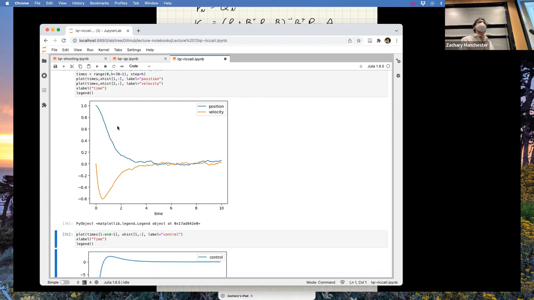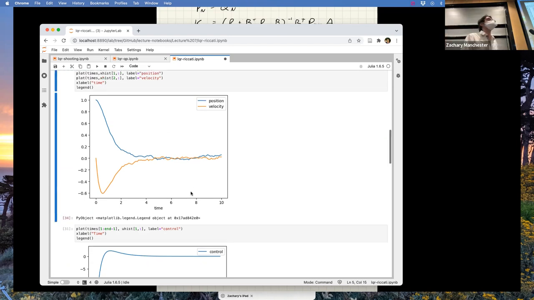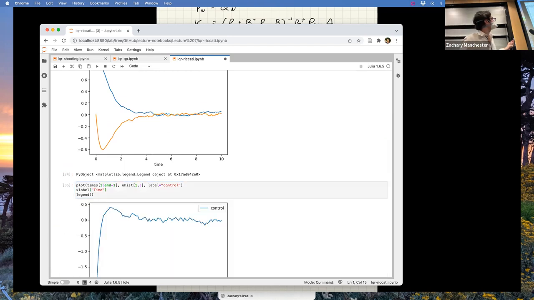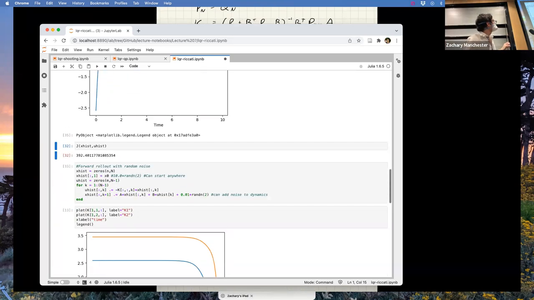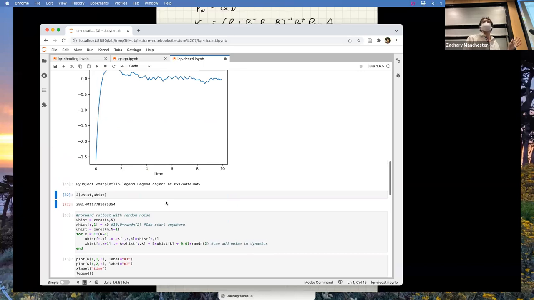It wiggles around a bunch, but this thing is now gonna regulate this thing near the origin and reject all the disturbances, right? So it's a really nice feedback policy. Did someone have a question? Okay. You can see what the controls are doing here. That's kind of cool. What else is there to say about this? Okay, any questions, any requests?